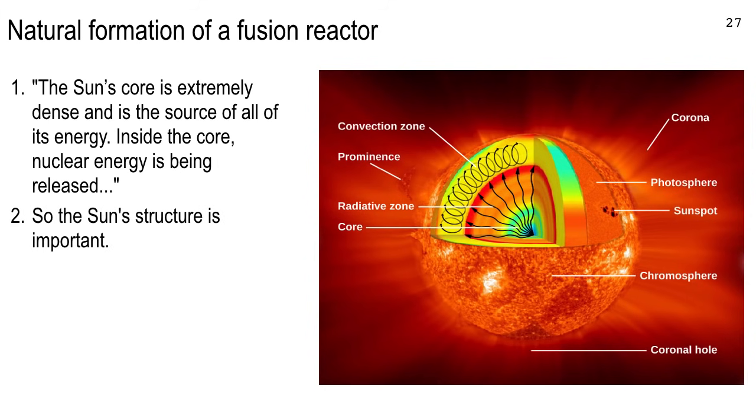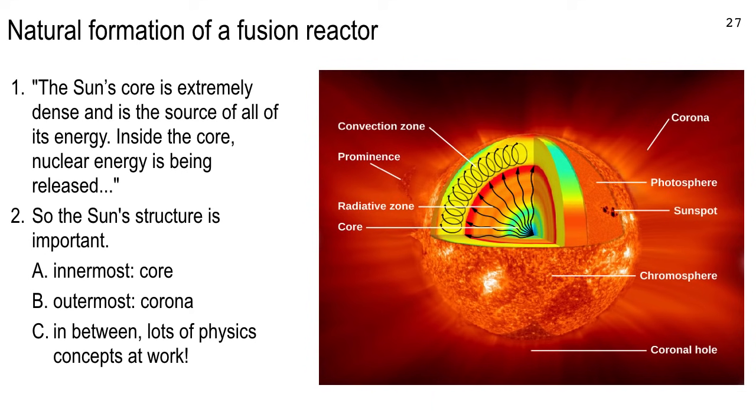Okay. Now, the sun's structure is pretty important. This is a lovely diagram. It shows the core, the photosphere, the corona. It's even got some sunspots. The outermost part of the sun is the corona. It extends millions of miles into space. It's the part that you can see. It forms like a crown, a corona, when you observe a total eclipse, like we had back in the autumn.